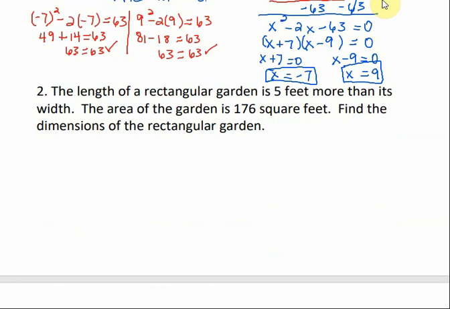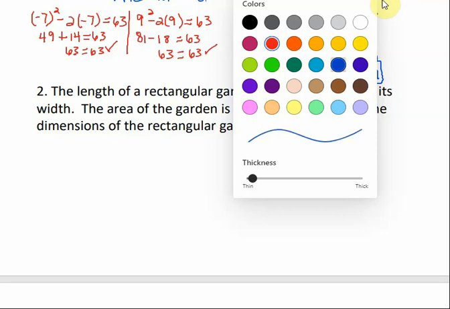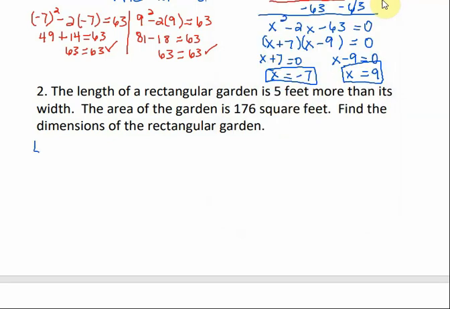The length of a rectangular garden is 5 feet more than its width. The area of the garden is 176 square feet. Find the dimensions of the rectangular garden. Anytime we're dealing with a problem and it says than its whatever, that's what we're going to write our equation for. So this is than its width. So we're going to write our equation in terms of width. So for my let statement, I'm going to say let W equal the width.